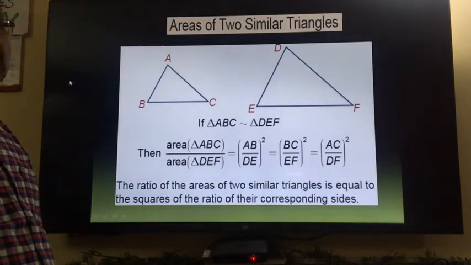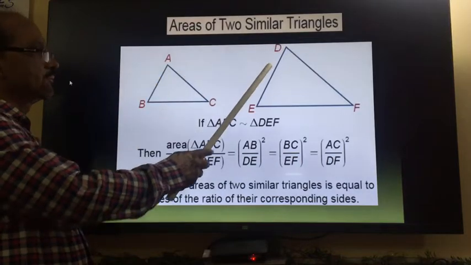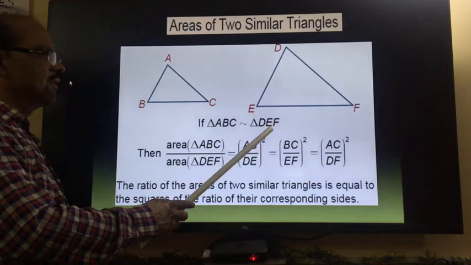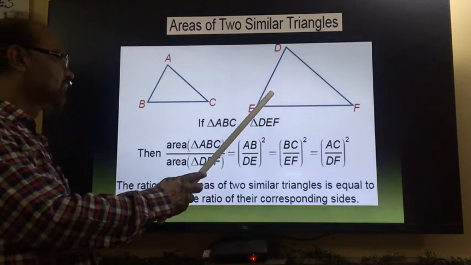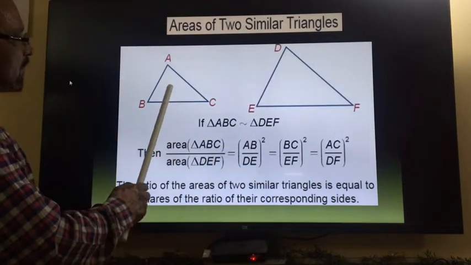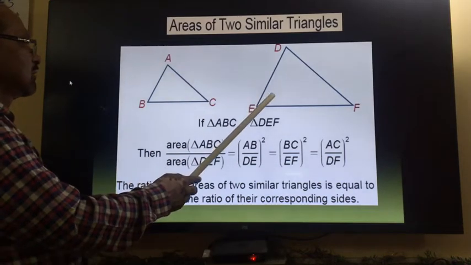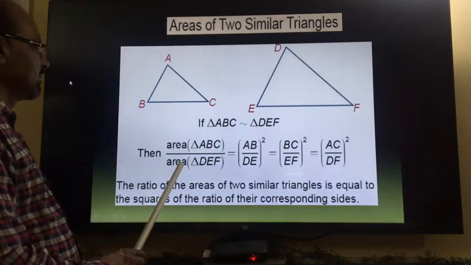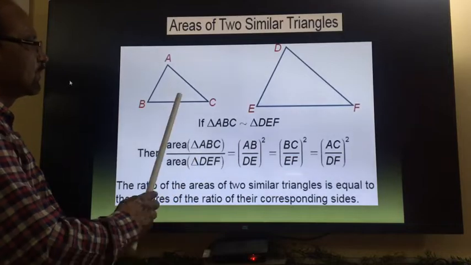Now the next theorem I taught you about the area. If two triangles are similar, if triangle ABC is similar to triangle DEF, they are similar in shape but not equal in size. If they are similar, then the ratio of the areas of these two similar triangles, ratio means area of this triangle and area of this triangle divided, so area of triangle ABC divided by area of triangle DEF. This is called the ratio of the areas of two triangles.